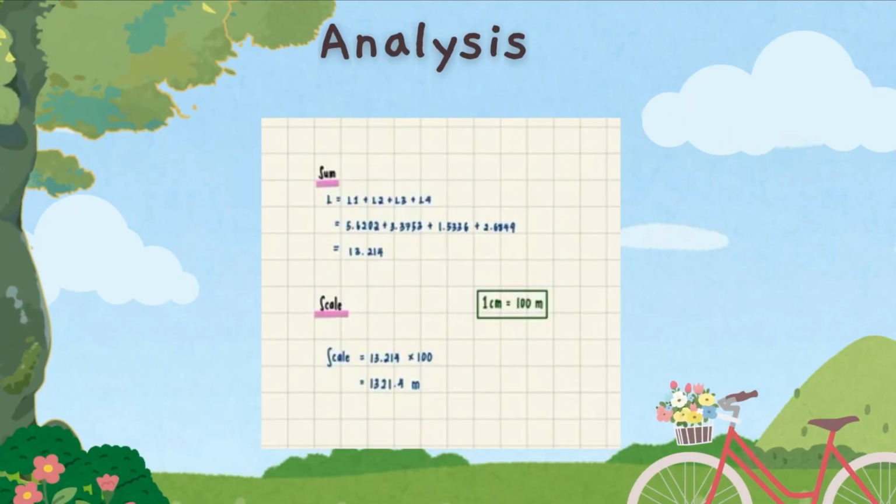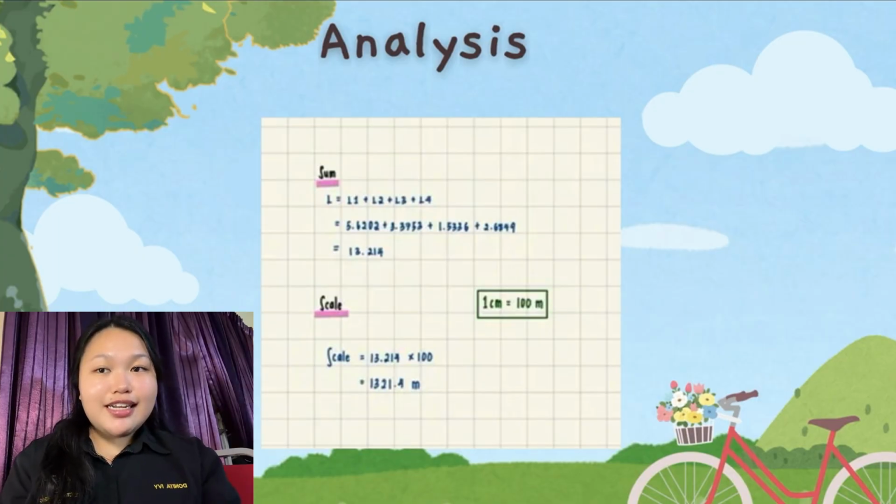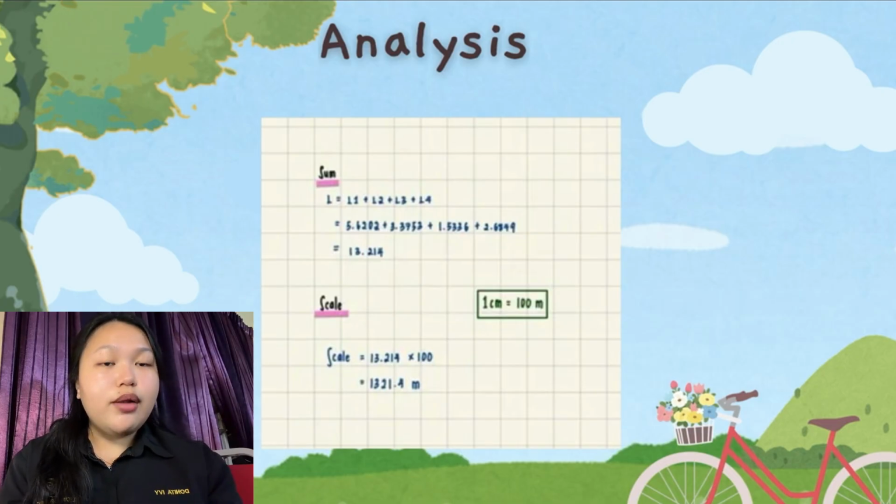For the final analysis, all arc lengths obtained from each quadrant were then added together to estimate the total perimeter. The sum of all sections gave a total length of approximately 18.214 units. Next, we converted the result using the selected scale, where 1 centimeter represents 100 meters. Therefore, the estimated actual perimeter is approximately 1,821.4 meters. The final results show how interpolation and calculus can be applied to estimate the perimeter of an irregular shape more systematically.